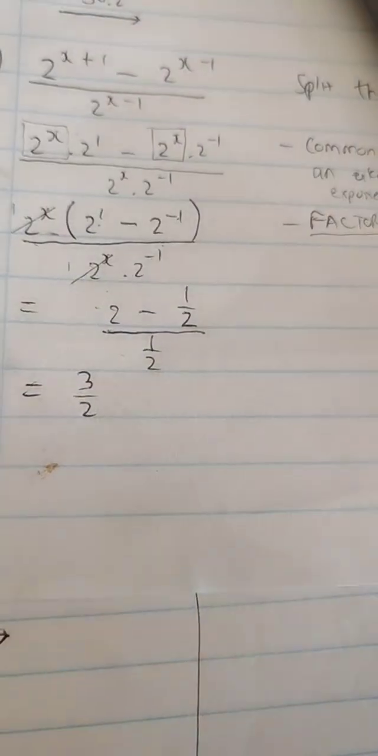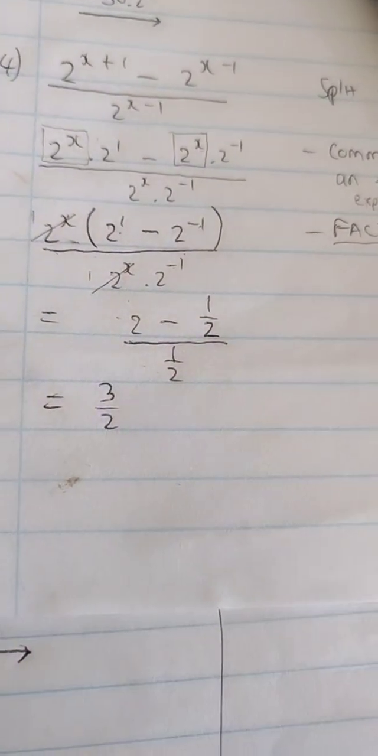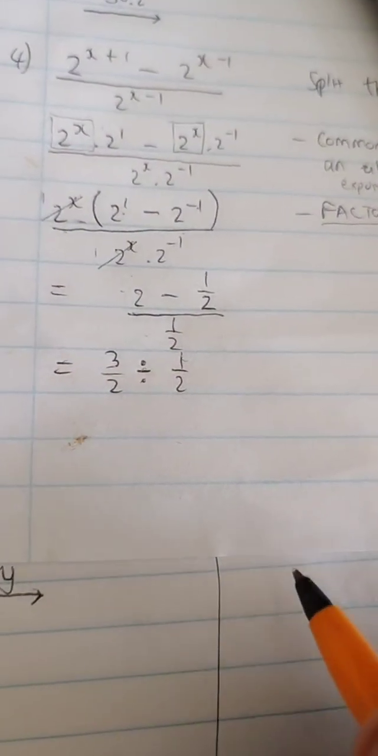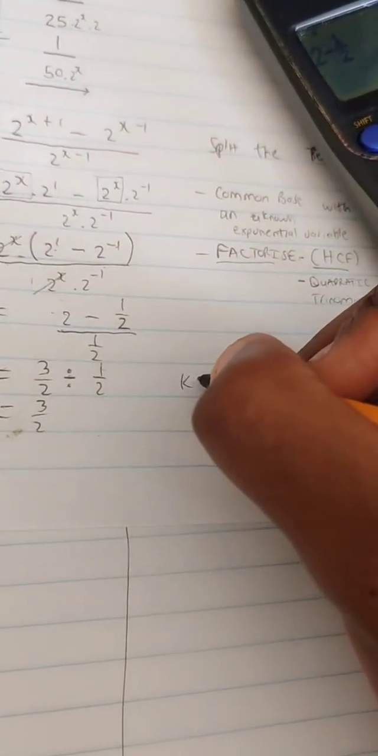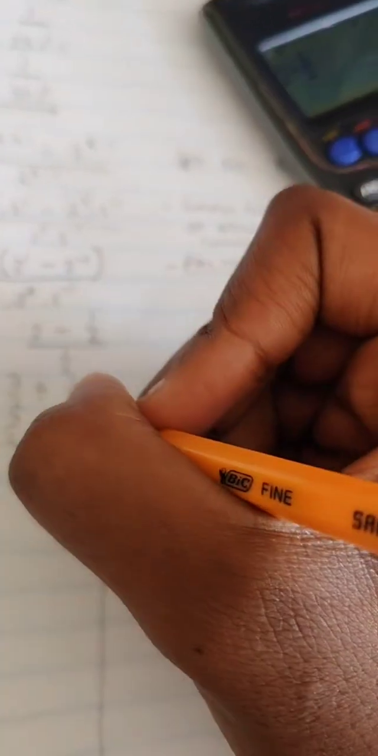This line, what does it mean as far as our operations are concerned? Yes, it means divide. So 3 over 2 is going to be divided by what at the bottom? By half. Okay. And obviously, guys, 3 over 2, we do the, is it KCF? Keep, change, flip.